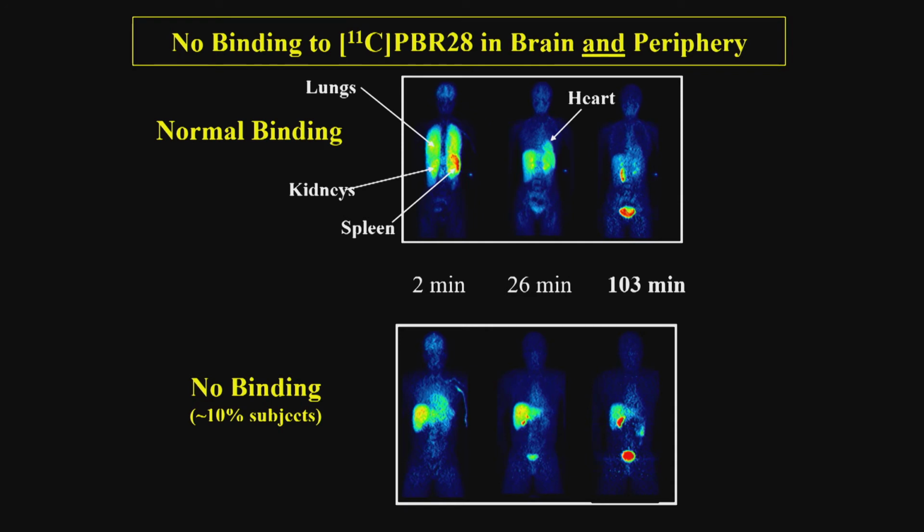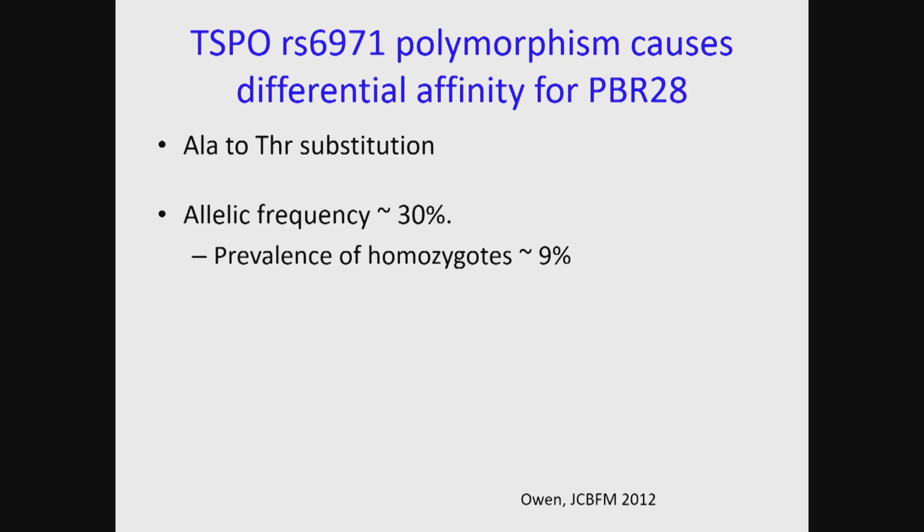It turns out, to make a long story short, that these individuals do have TSPO, but they have a single nucleotide polymorphism, which causes this differential affinity. And that causes a substitution of an alanine to a threonine in the TSPO. The allelic frequency of this is about 30%, and therefore the presence of the homozygote, you have two genes, 30% of 30% is about 9%, so about 10% of the population.